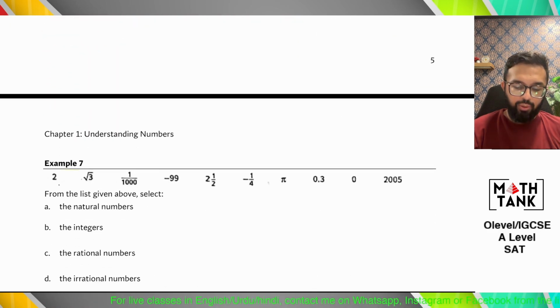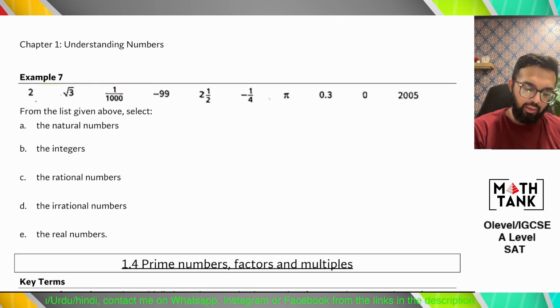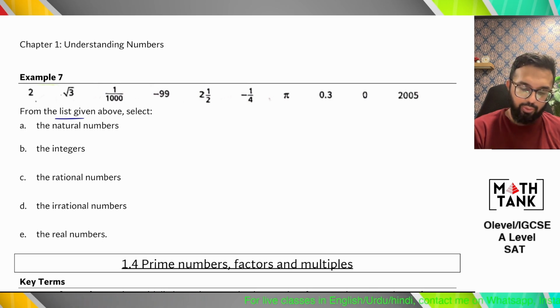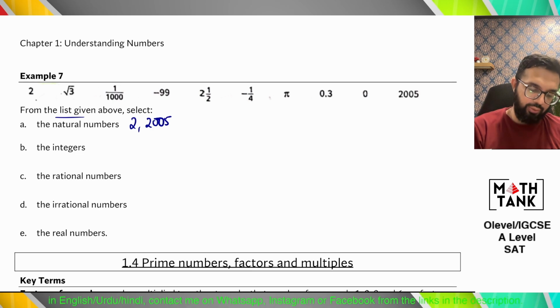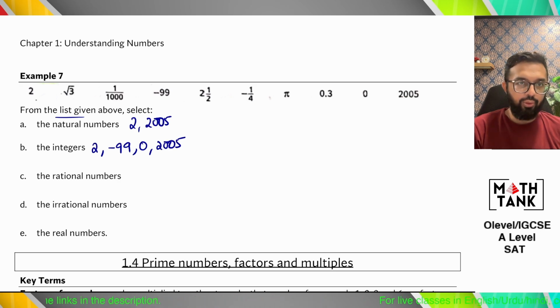Now, how would you be asked these in a question? You will be asked in this way. I can ask you, from the list given above, select the natural numbers, the counting numbers. So what can you count with? You can only count with positive whole numbers. So that's 2 and 2005. What are the integers? 2 is an integer, minus 99 is a negative integer, 0 is a neutral integer, and 2005 is a positive integer.